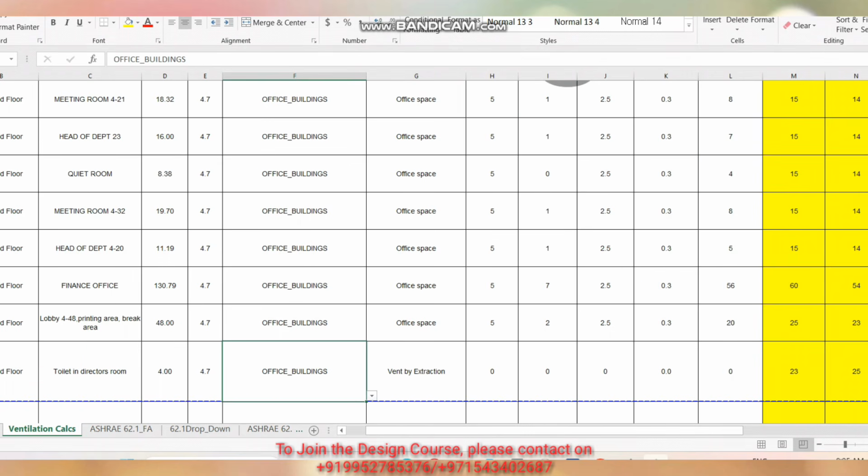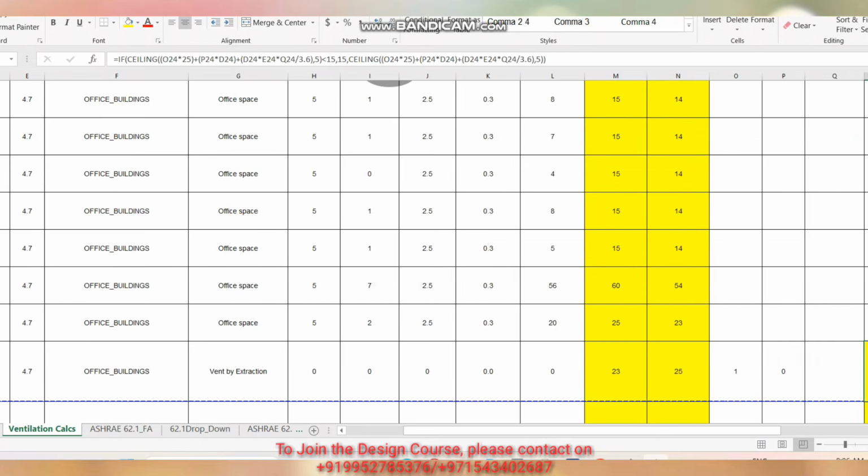So what we have to do, the main category is office building, but the subcategory is extraction. That means we are extracting the air from the toilet and throwing it outside. So now here, this I put 0 0 0, this is not required.